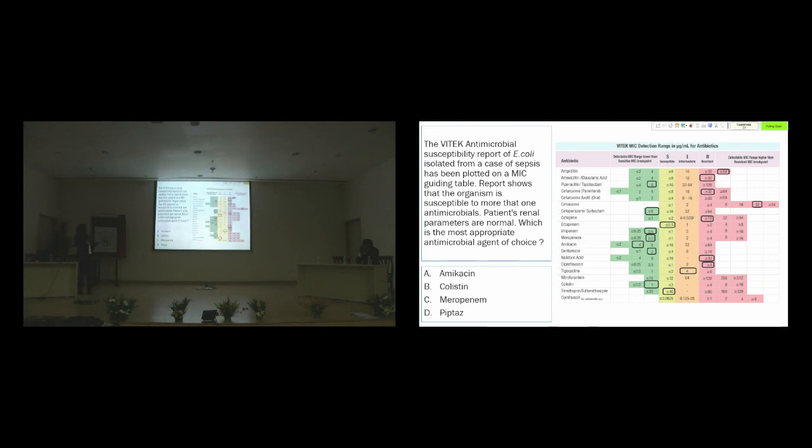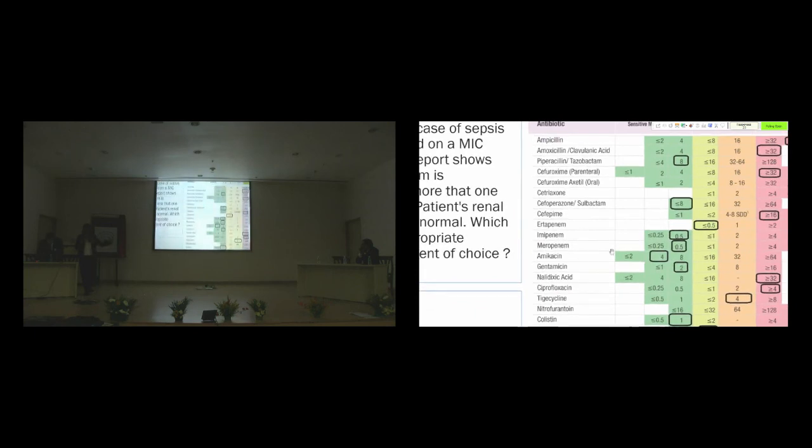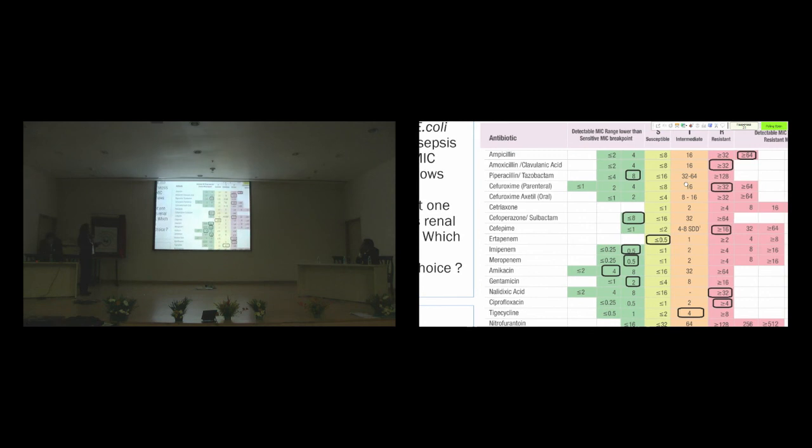Why these are very unevenly distributed wells is that in the Vitek panel, however many dilutions they test, they have plotted here. So in Vitek for ampicillin, there are six wells. So there are six numericals here, so six breakpoints they have taken here. For amoxiclav, again five. Likewise, however many wells are tested for that particular antibiotic has been depicted in this picture.